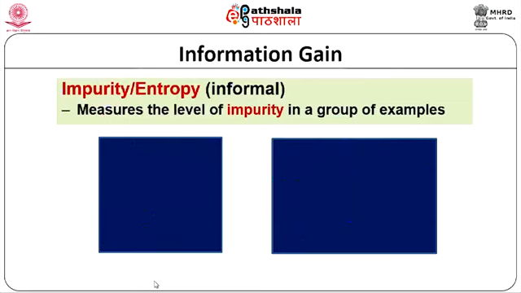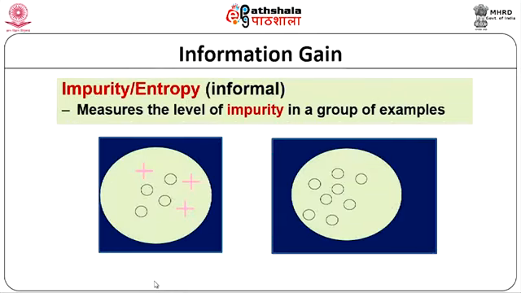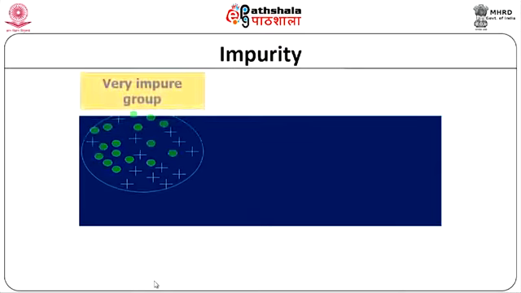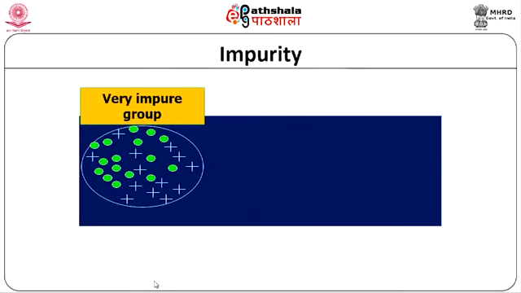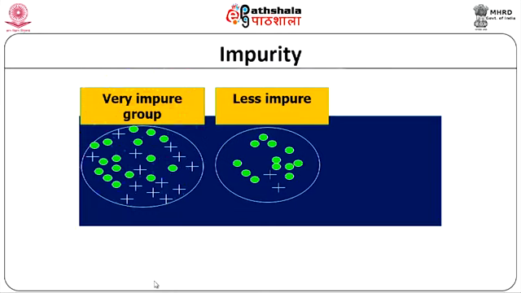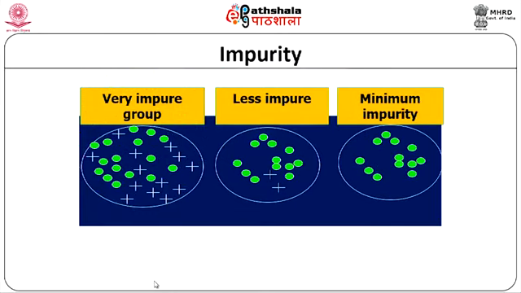So, the information gain can be measured using what is called impurity or entropy. Informally, it measures the level of impurity in the given group of samples. For example, this particular one on the left hand side is impure, while the one on the right hand side is pure. So, this is a very impure group, this is a less impure group, and this is the minimum impurity group.